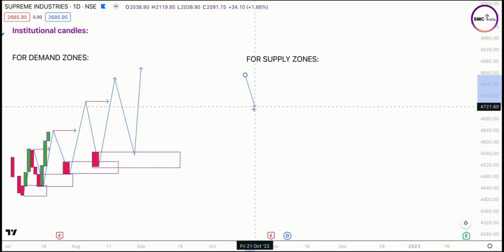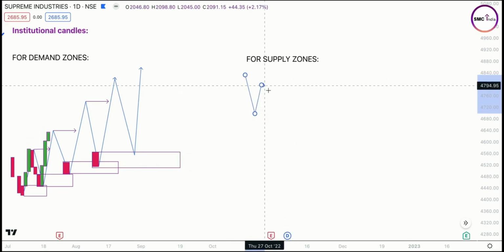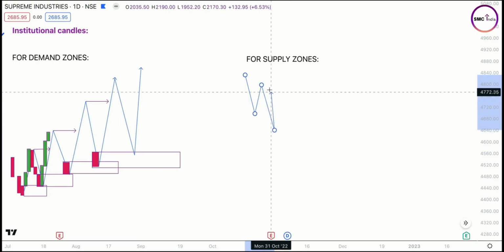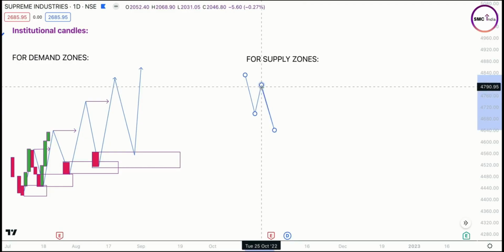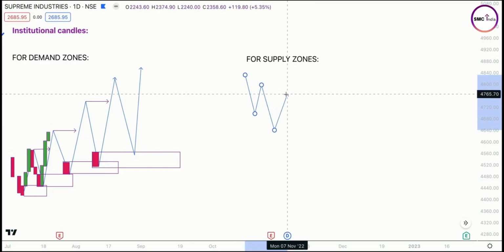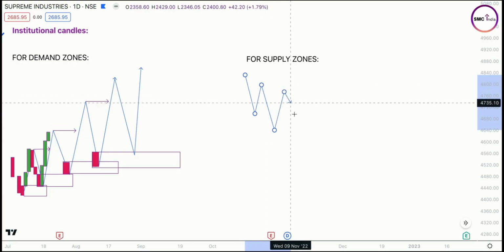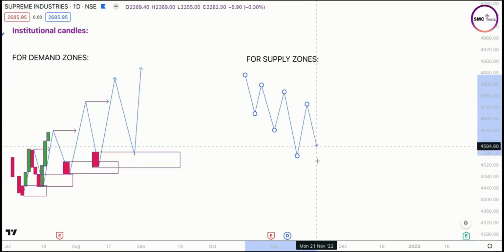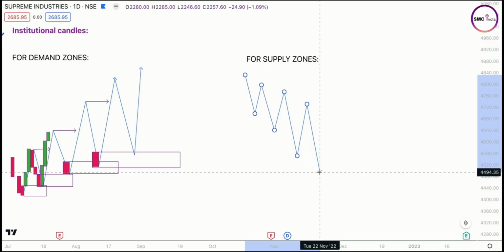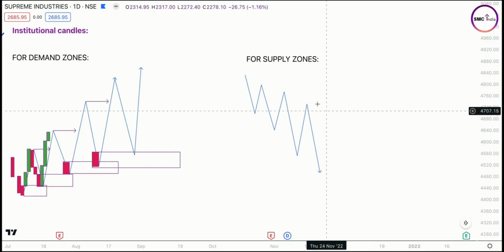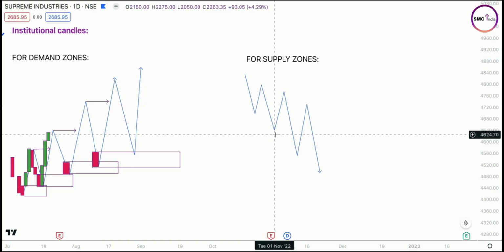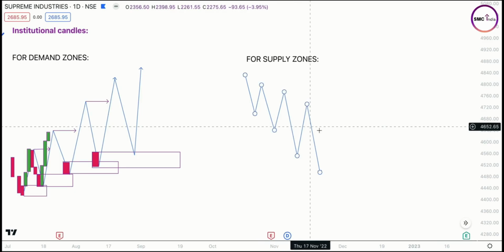When the price moves like this, again causing breakout structure to the downside, you can see that there is a supply zone here. The price comes back and taps this supply zone and again causes breakout structure to the downside, comes back to the supply zone, causing breakout structure to the downside. And for supply zone, the last buy candle before this massive breakout structure to the downside is the institutional candle here.